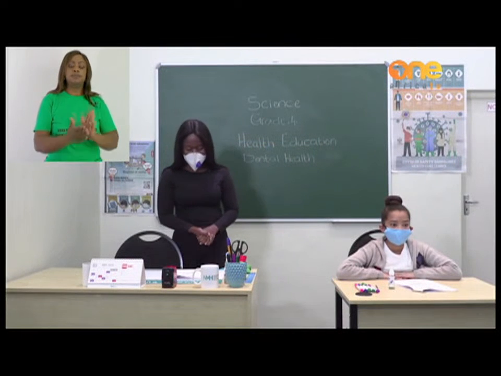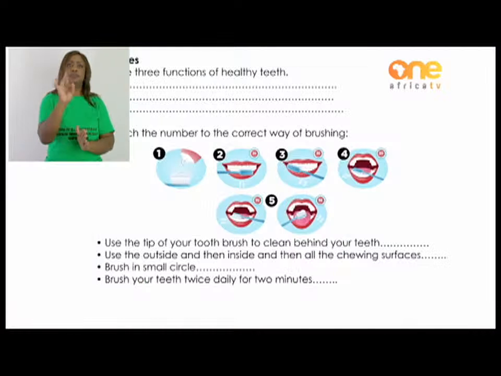On page 18, there is a very short activity for you. Question 1, state 3 functions of healthy teeth. Question 2, match the numbers to the correct way of brushing. Use the tip of your toothbrush to clean behind your teeth. You will look at the picture. You identify the number that makes sense with the correct sentence.